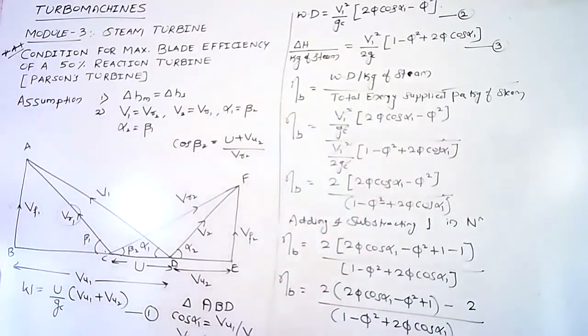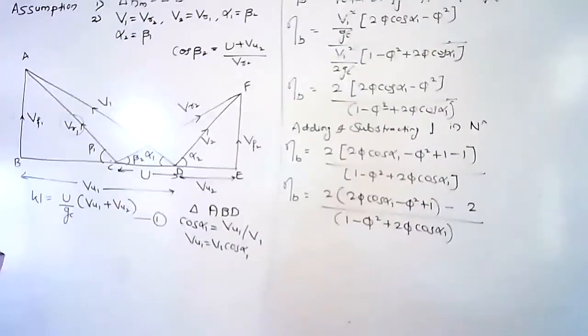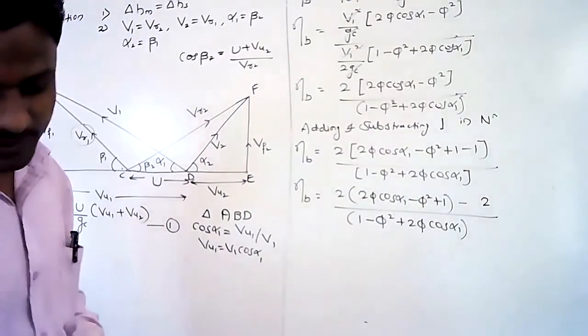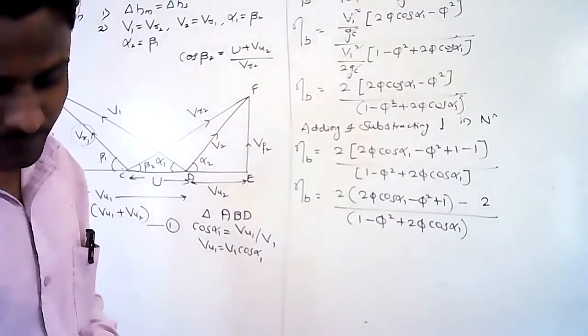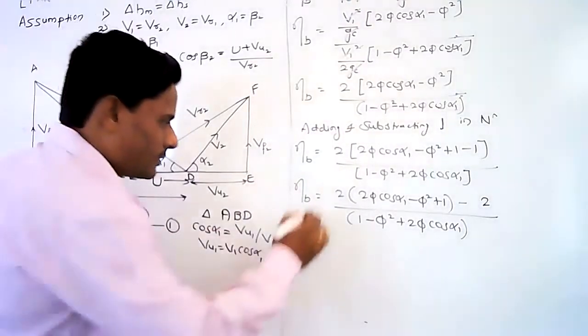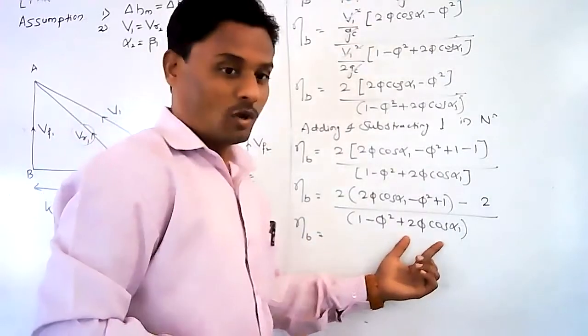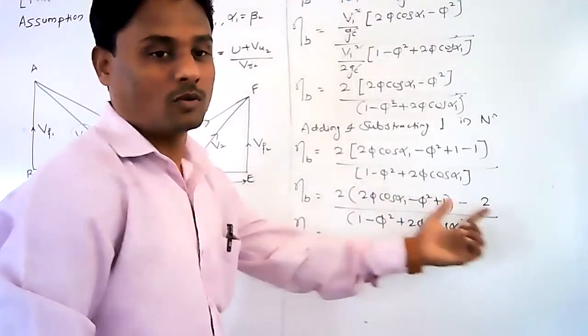2 phi cos alpha 1 as it is. Let us proceed to the next step. Okay. Now here, let us divide. Let us take the denominator term separately to both the parts.